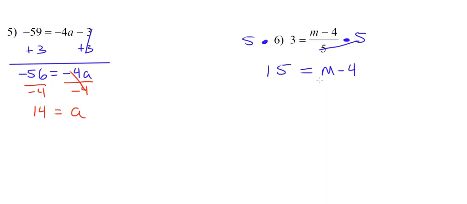So now we have 15 equals m minus 4, and all we got to do is get rid of this negative 4. So now we're going to add 4 to both sides. On the right, these cancel out, leaving us with m, and on the left, 15 plus 4 is 19. So our answer is m equals 19.